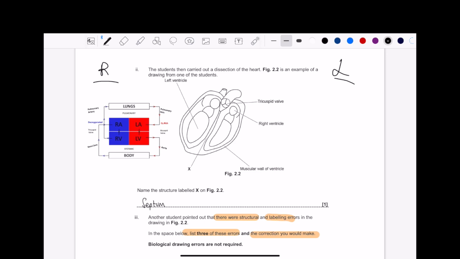So the first thing says, name a structure labelled X. Very simple, septum. If you don't know it, look at your heart labels and diagrams. It's just a recall question. Now onto the big boy.